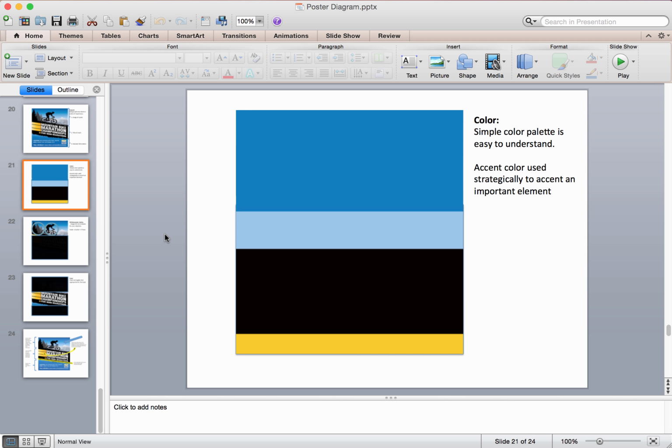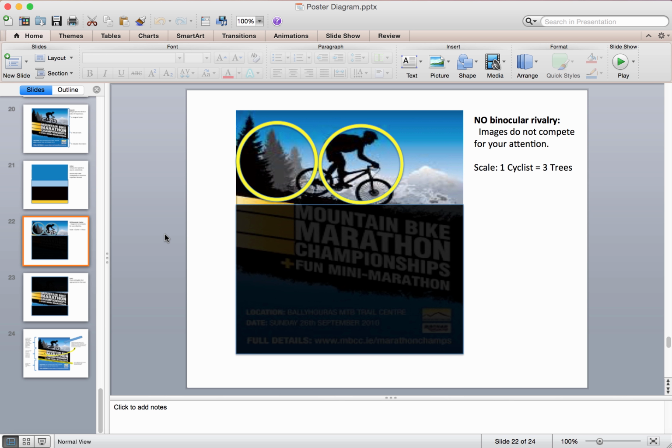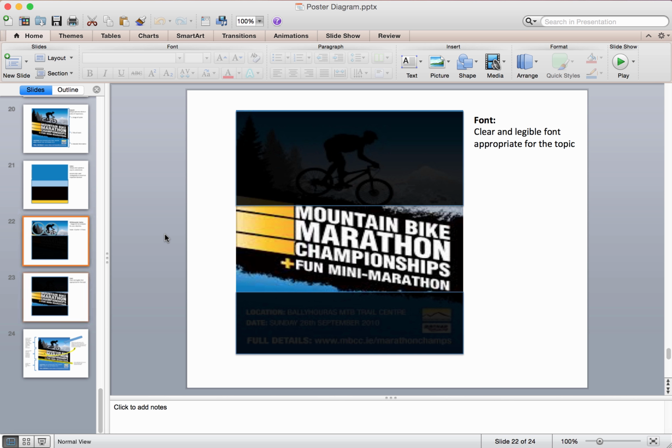The color palette helps support the message, and by and large, the color sampling for this is a larger, simplified color palette with a very small accent color, which is strategically used. There is no binocular rivalry in this. So in other words, the trees that are in the background, 3 of them equal 1 cyclist. So they're scaled down, they're a little smaller. Same thing with the mountain in the background. It's muted, it's pushed back, it's lower contrast. So therefore, the higher contrast, larger image is the cyclist, and he is at the top, so there's no rivalry.